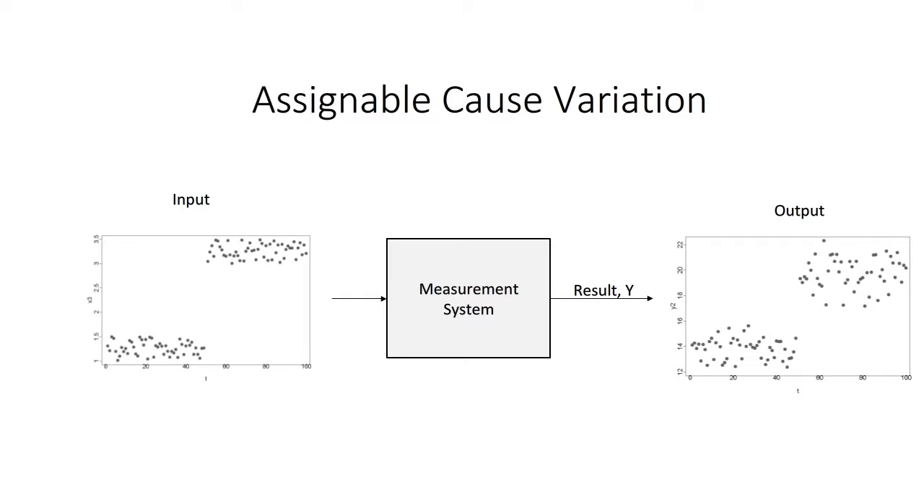An assignable cause creates a pattern in the output that can be detected. Here we see a shift. This pattern alerts us to a problem in the input that we can potentially identify. We can assign the cause of the shift to some change in the input, so we call it an assignable cause. Assignable cause variation is one of the most important concepts in quality control.